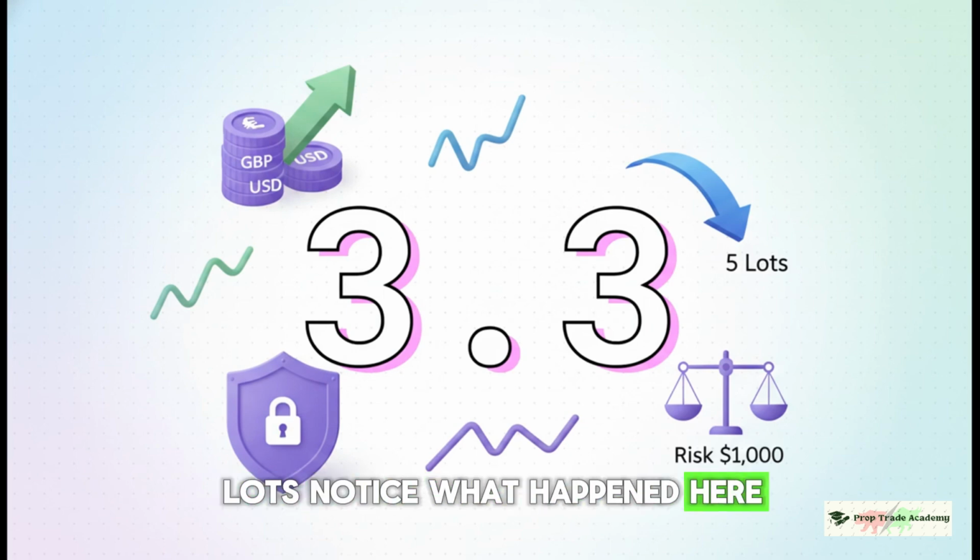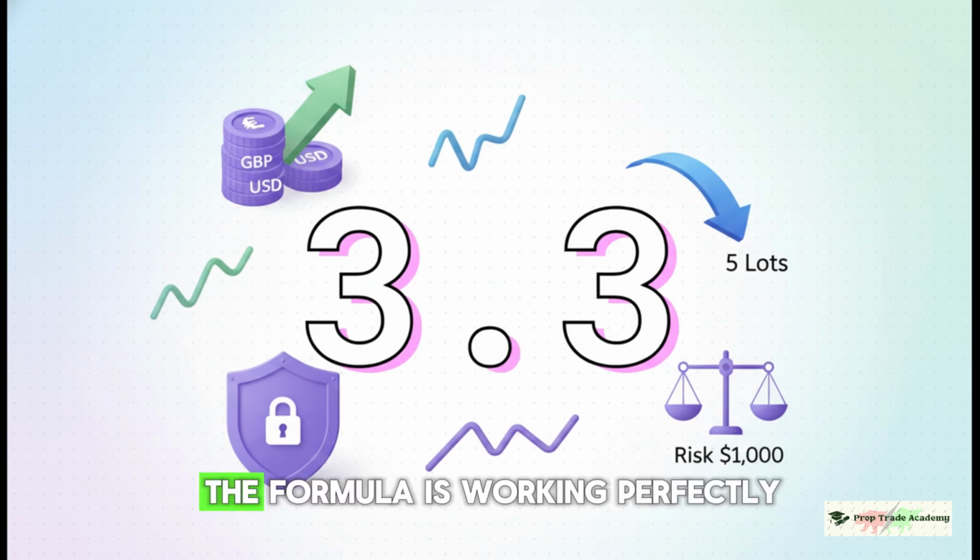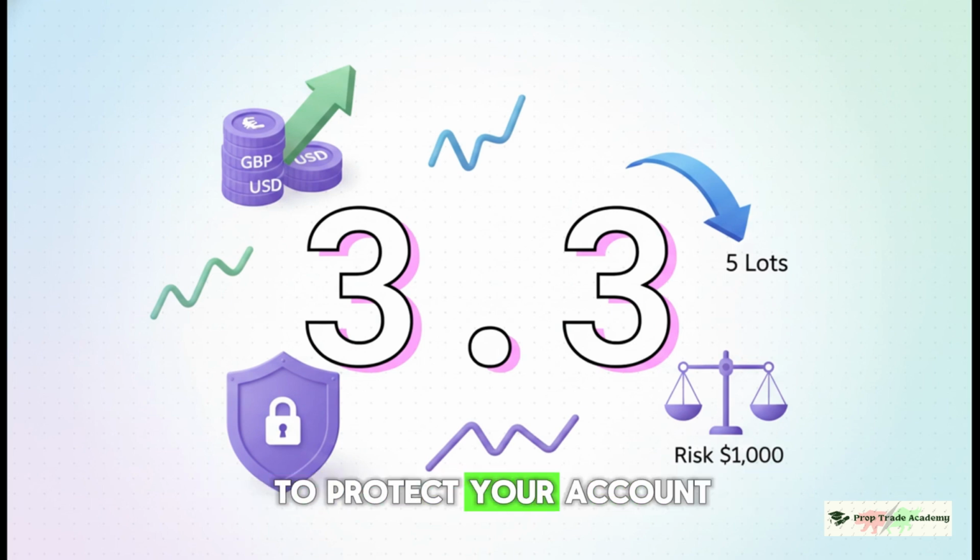Notice what happened here. The wider 30 pip stop logically shrank our lot size down from 5 to 3.3. But the total risk amount? It's still exactly $1,000. The formula is working perfectly to protect your account.